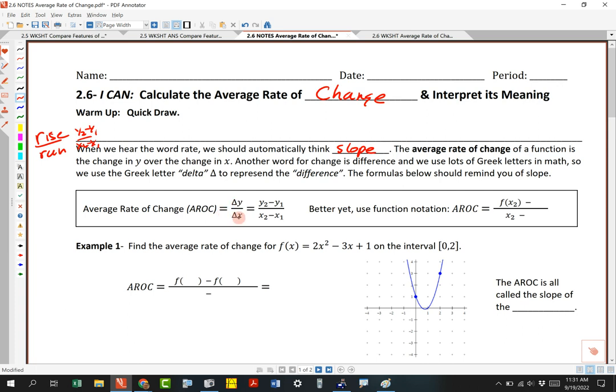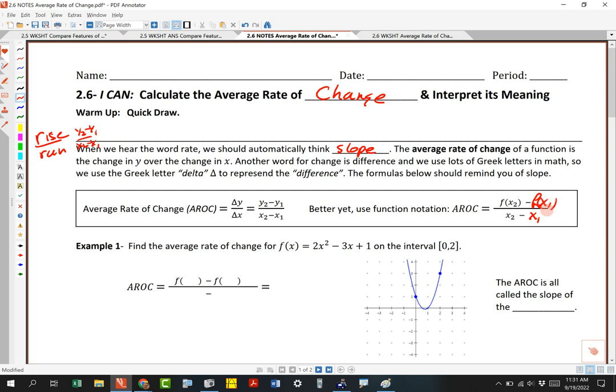So the difference in y's over the difference in x's. Delta y over delta x. That's y2 minus y1 over x2 minus x1. Better yet, in function notation, because we use functions so much in math, and they contain a whole bunch of information in a very compact form, it would be better if we thought of it this way. So this is going to be x2 minus x1 on the bottom, and on the top it's just f of x2 minus f of x1.